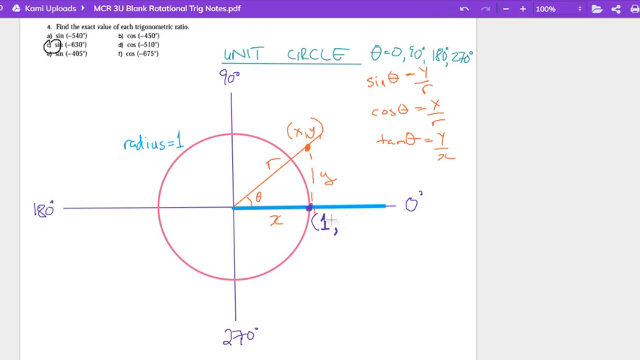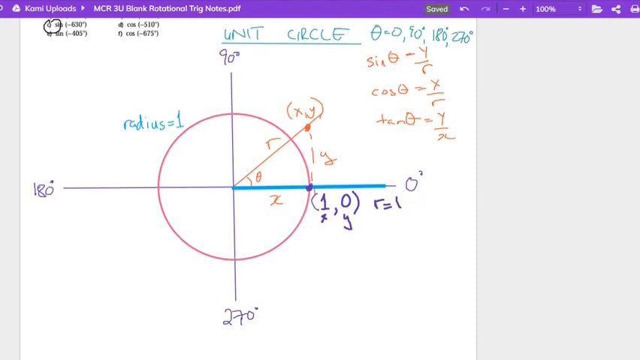Okay, what is the y coordinate at this point? 0. It didn't go up at all. Oh my gosh, we know the x and the y. Do we know the r? What is the r? 1, because the radius of this circle is 1. So we know x is 1, y is 0, and r equals 1. As such, we can figure out SOHCAHTOA for 0 degrees.